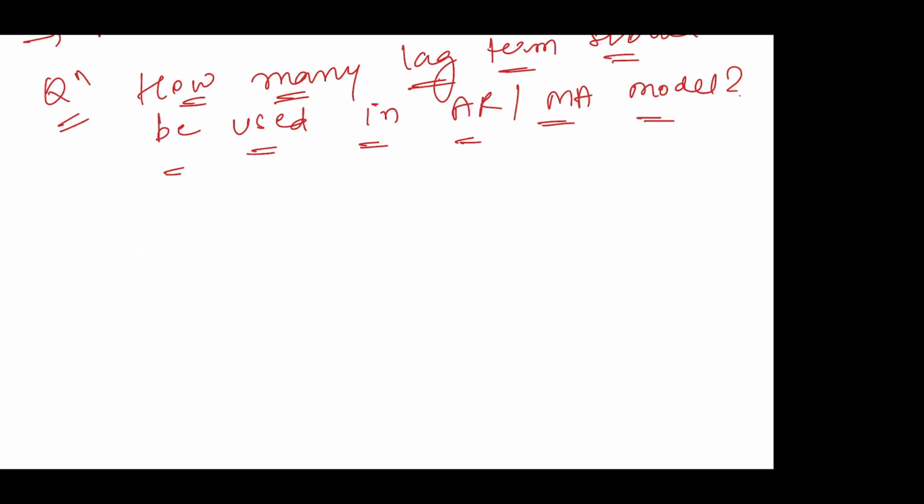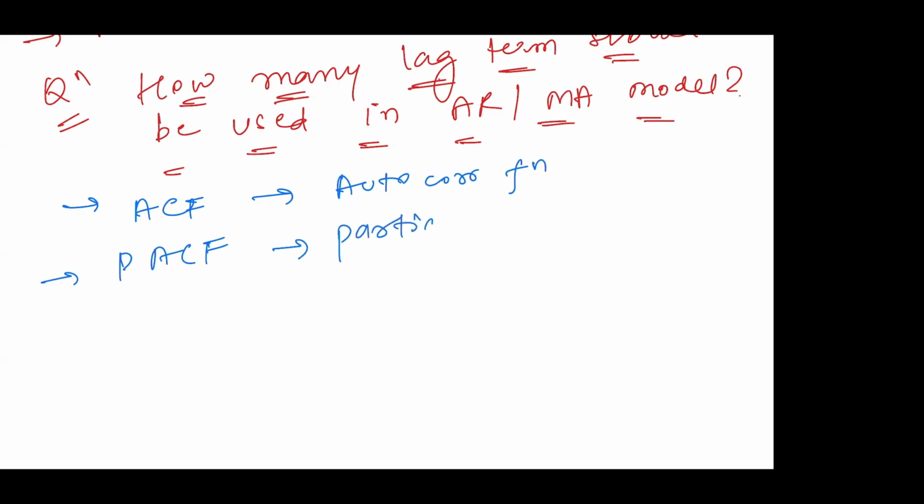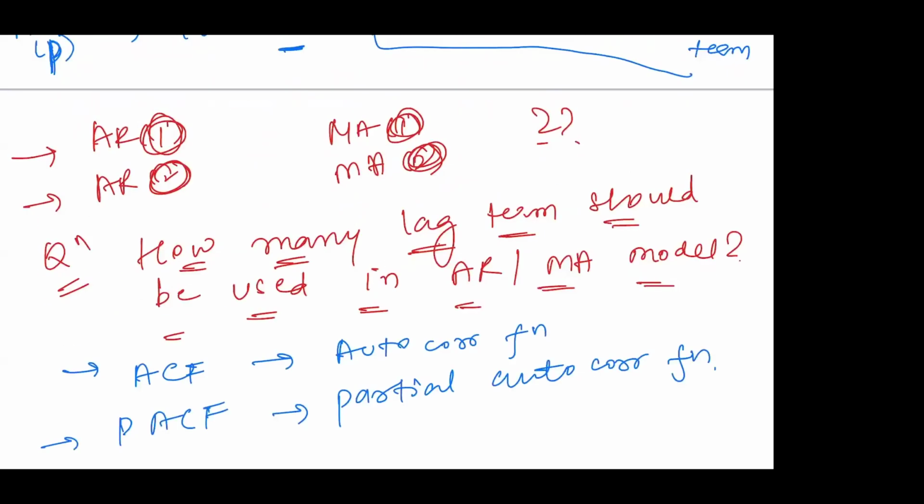But we again have log likelihood... no, not the log likelihood. Let me tell you. We have something like ACF and PACF. ACF stands for autocorrelation function. PACF is partial autocorrelation function. So what will happen is basically ACF, right? What is ACF?